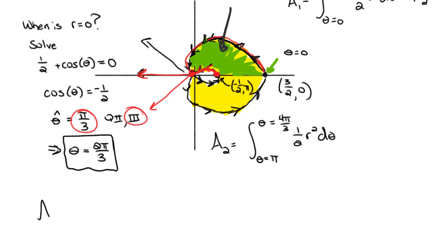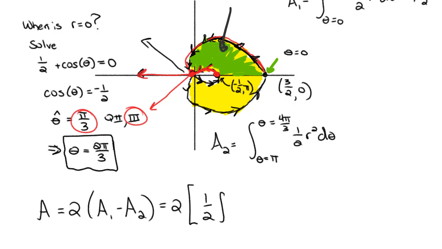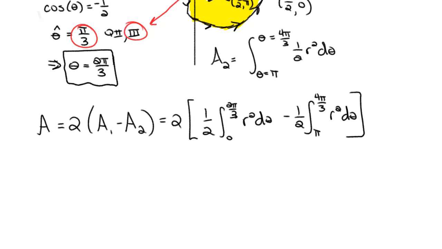So total area is twice the difference between area 1 and area 2. That's twice times. They both have a 1/2. Integral from 0 to 2 pi over 3 of r squared d theta. Minus 1/2 integral from pi to 4 pi over 3 of r squared d theta. And obviously, you can distribute that 2 in.